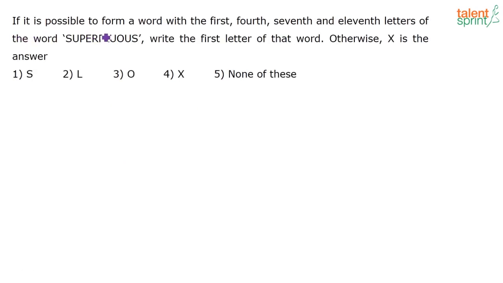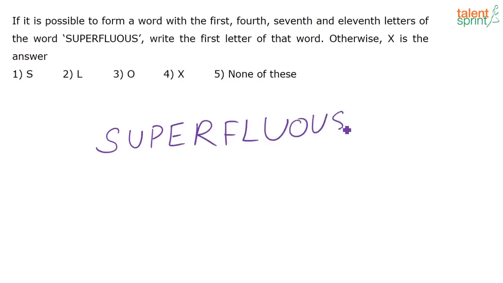If it is possible to form a word with the first, 4th, 7th and 11th letters of the word superfluous, write the first letter of that word. Otherwise, X is the answer. Now let us see, very easy question. Just write down the information and try to understand what is given in the question. It becomes very easy. If you could solve the previous question, what is so difficult with this question?